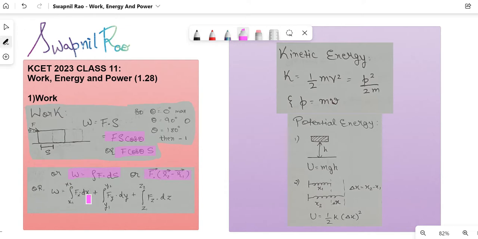What can also be given, let's say they've given force along x, y, and z components separately, and they've given the point from an initial point to a final point. Then you can also write it like this. It's the same thing that I've written over here, but here I've used the separate components x, y, and z. So that's one thing that you have to know.